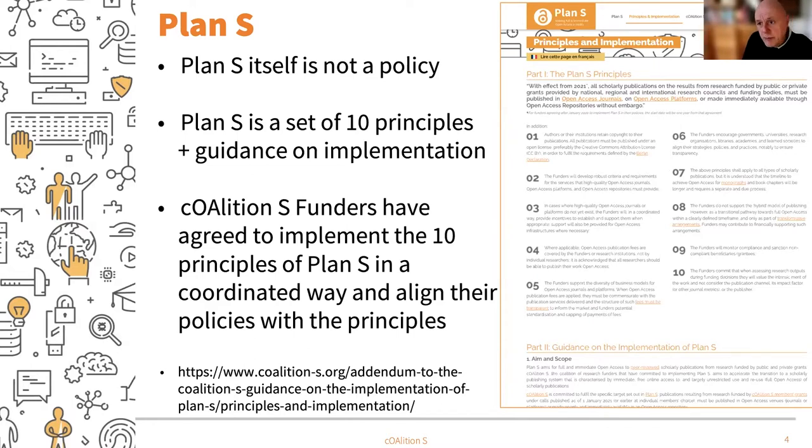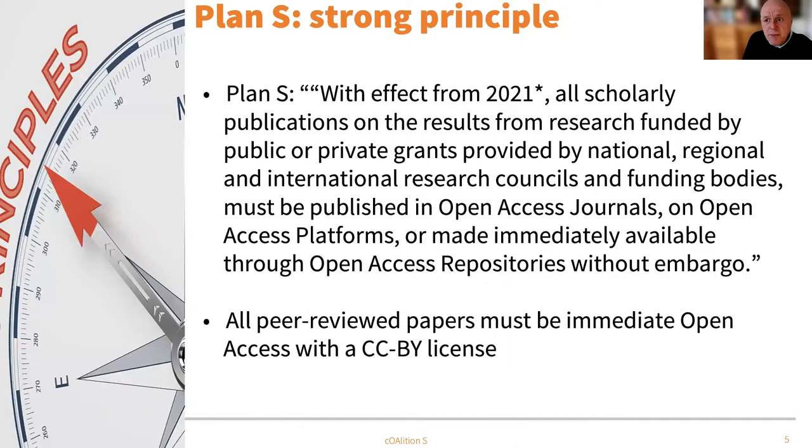Some of these we are going to touch upon today, but first we would specifically like to highlight the one shot that Coalition S is after, namely that with effect from 2021, all scholarly publications must be published in open access journals, platforms, whatever, or in repositories without embargo. So it's about immediate and full open access, no embargoes allowed. From January 21 for these funders. The long and the short of it basically is that all peer-reviewed papers that are the output of funded research by these organizations must be immediate open access with a CC BY license. And this basic idea is of course accompanied by a number of principles and a number of policies that accompany them.